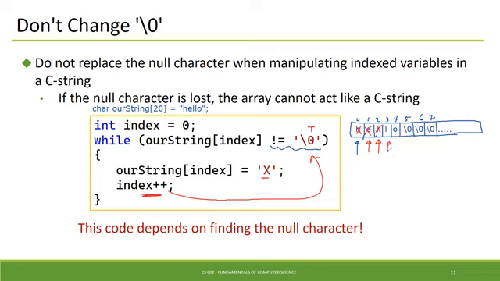Index is incremented by 1, so move to the next one. This is not null, so X. Index is incremented by 1 again. It is not null, so X. It is incremented by 1. So it is X, right? And now the index is at 5. In this case, it is null. So now this is false, right? So in this code, the computer will replace all the letters before the null. All the letters will be replaced with X.